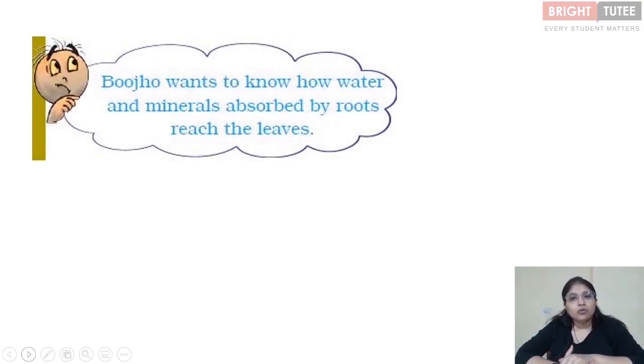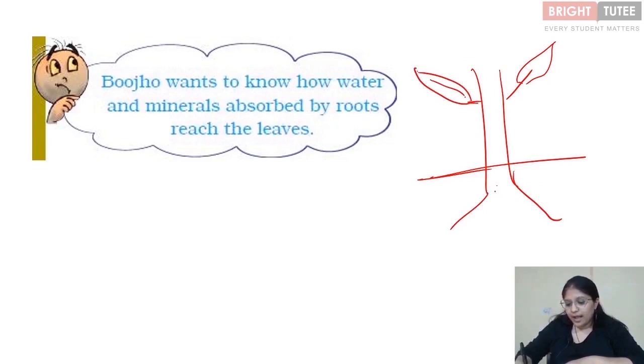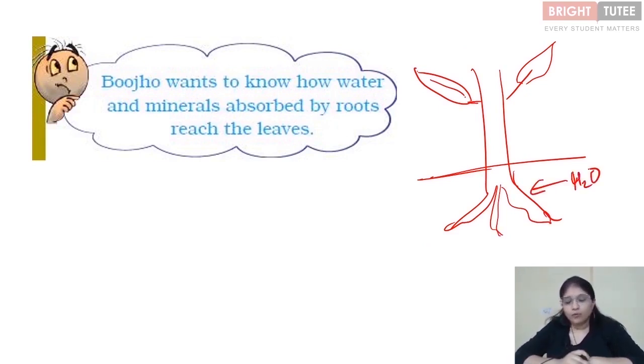Meaning that he wants to know whether, when we talk about a plant, right? So we know that there are basically parts which are above the soil, right? So this is a leaf which is above the soil, and then you have the part which is below the soil, right? And this is the root. And we know root is the one which absorbs water.